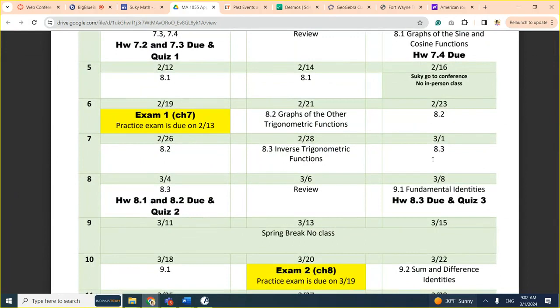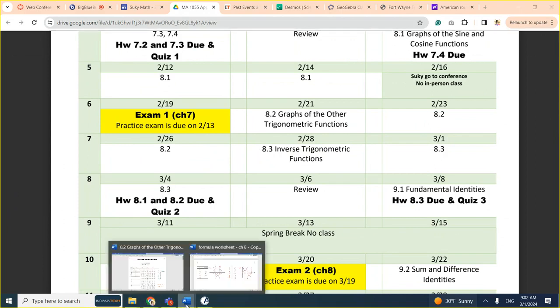Today we will finish the two examples of 8.2. Then we will start 8.3. Your homework 8.1 and 8.2 and quiz 2 is due next Monday. Okay, everybody? Sorry. Okay, so let's continue.